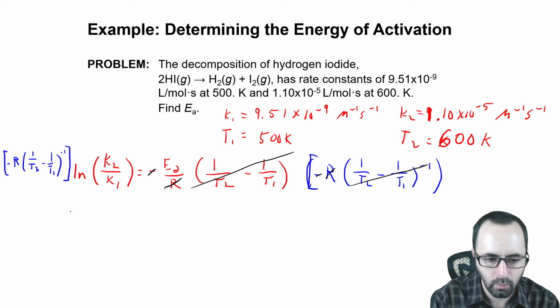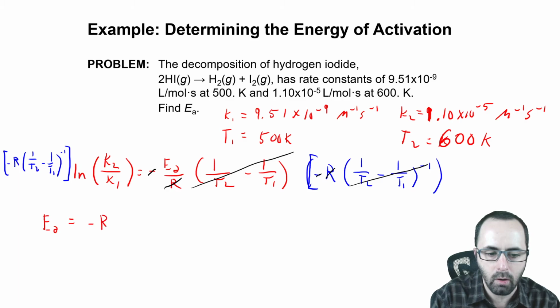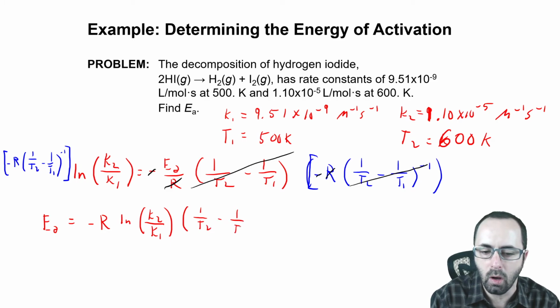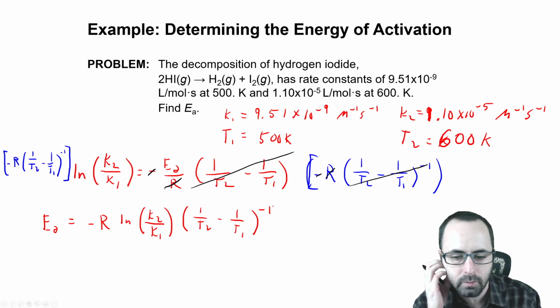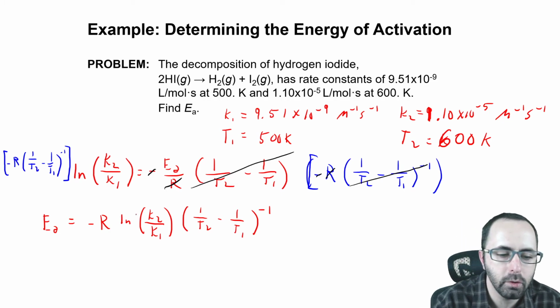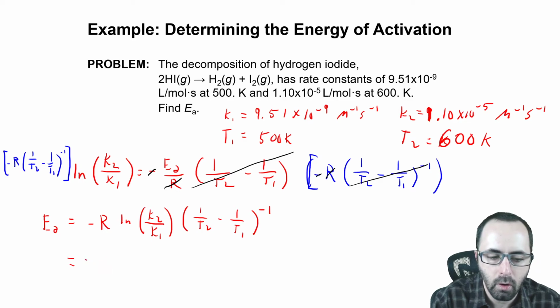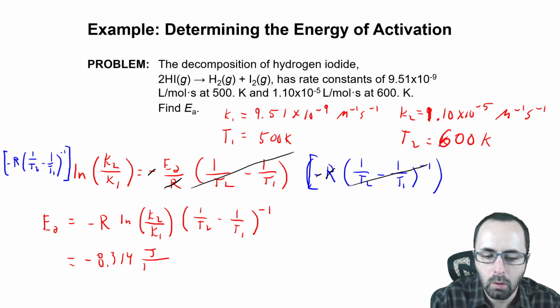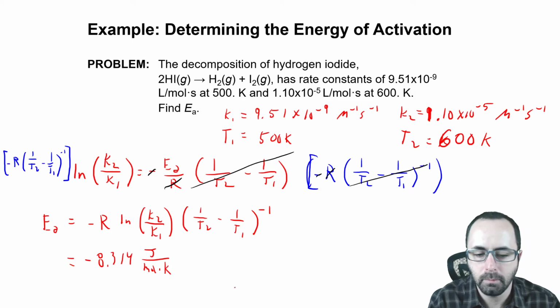And so we've got activation energy equals negative R ln K2 over K1, and then 1 over T2 minus 1 over T1, and this is going to be to the negative 1 power, or 1 over this whole thing. And so now we're ready to plug in. And remember, when you plug in, to keep all of your units so you don't get confused. Our R is a constant, 8.314 joules per mole per Kelvin.